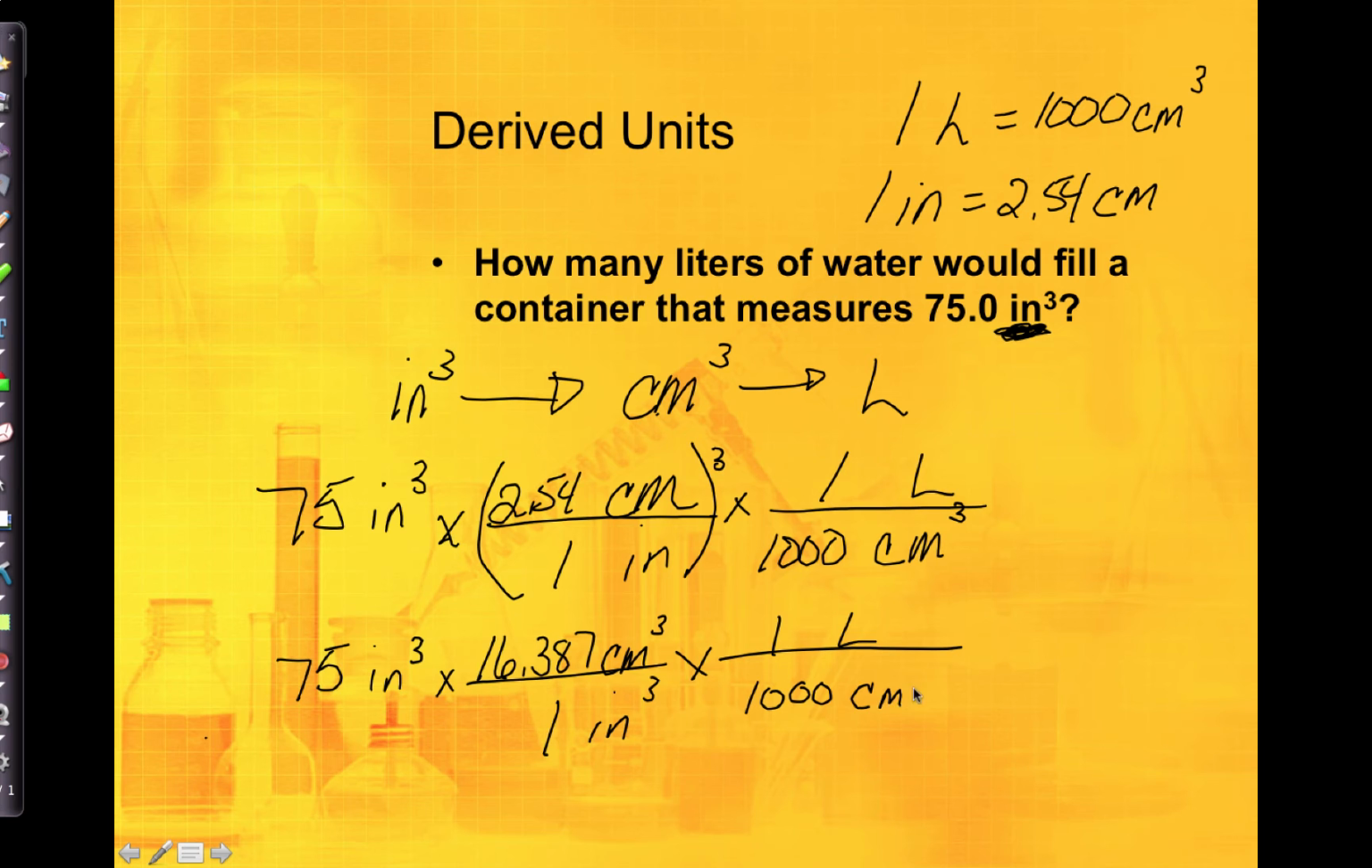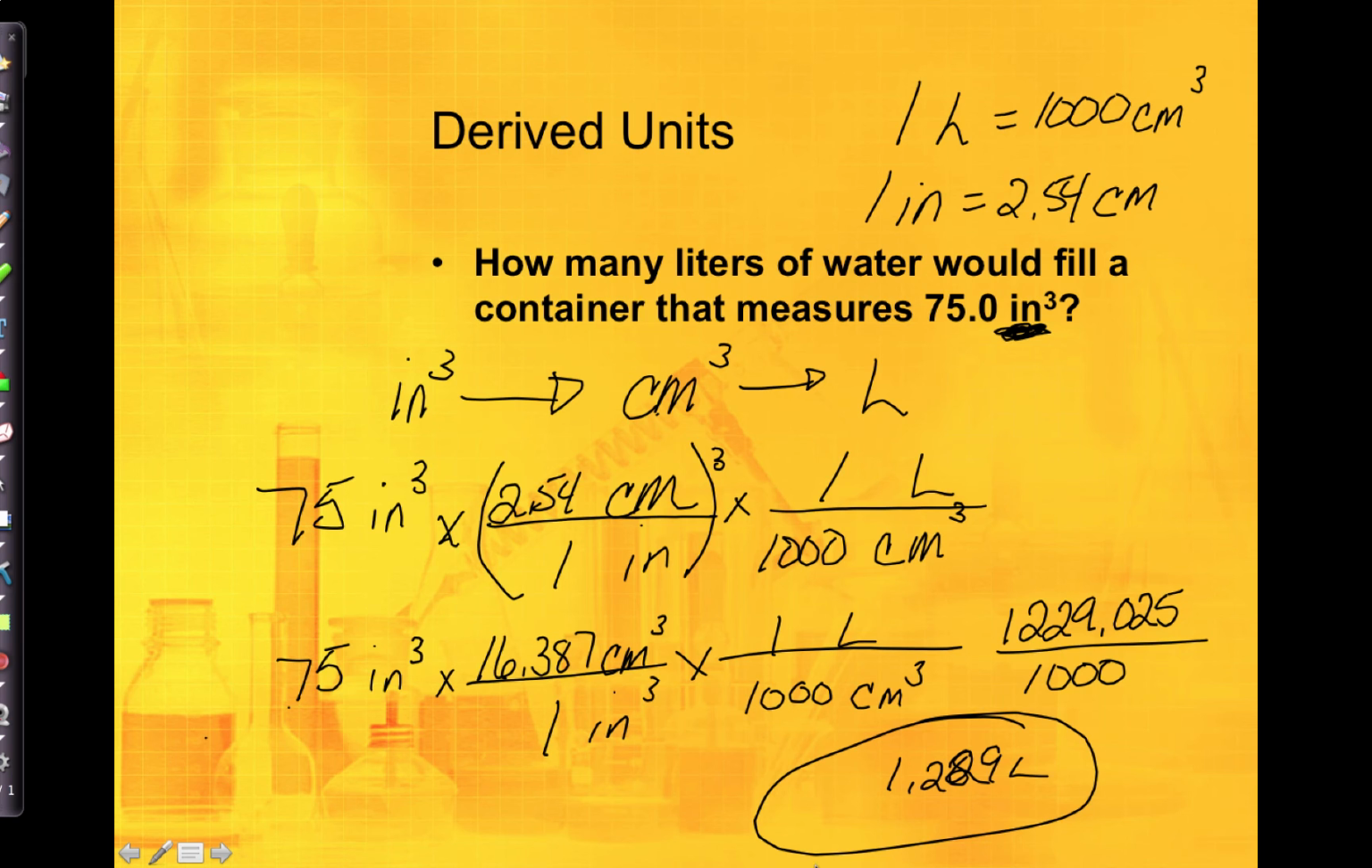All right, so now multiply out top numbers, multiply bottom numbers, and then divide. 75 times this times 1 gives me 1,229.025, divided by 1,000 gives me 1.229 liters. That's a 2, sorry.